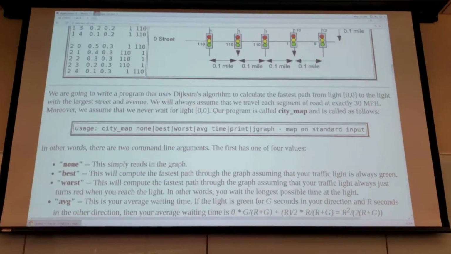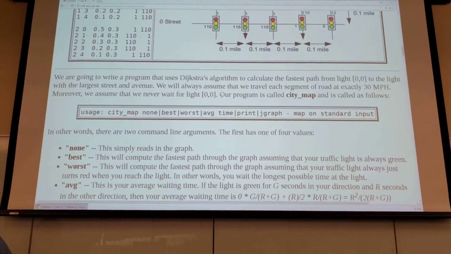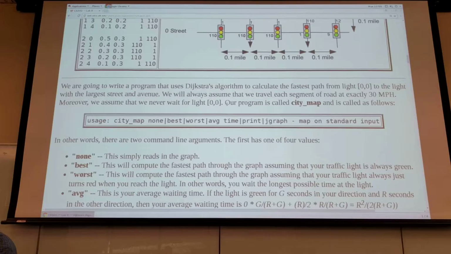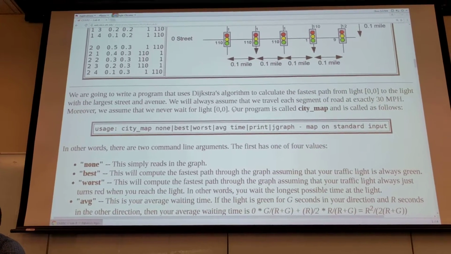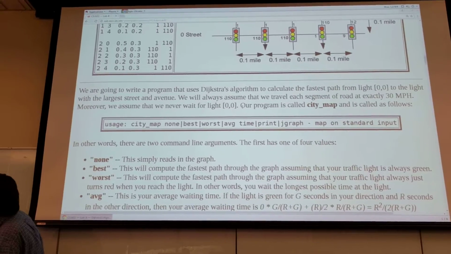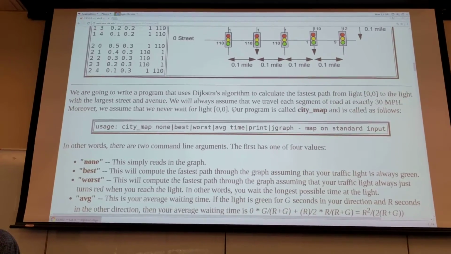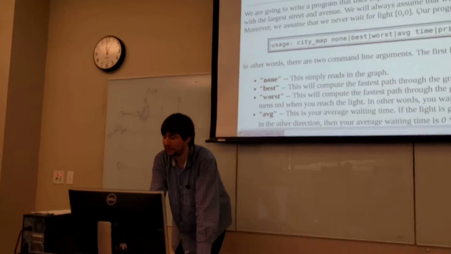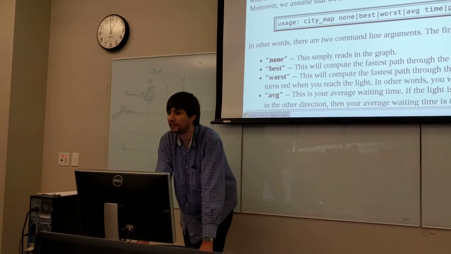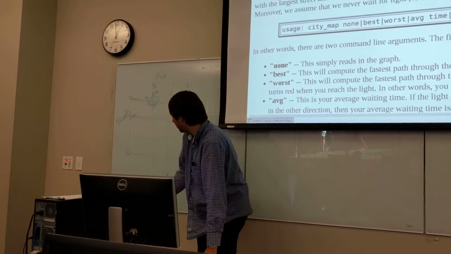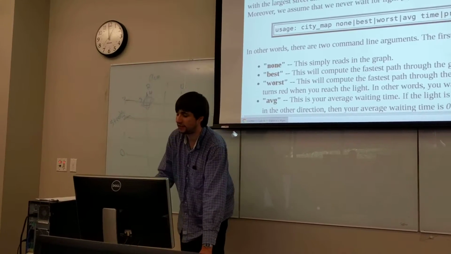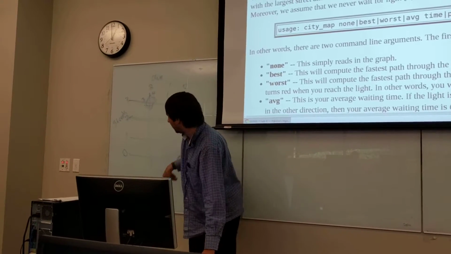And you also have to assume that you travel each road segment at exactly 30 miles per hour. So you can use the speed limit and the distance to calculate how long you'd spend on that road segment. And you can also assume that you can speed up instantaneously and stop instantaneously, so you don't have to account for the acceleration and deceleration time. You can assume that once the light's green, you're instantly traveling at 30 miles per hour down the road segment.